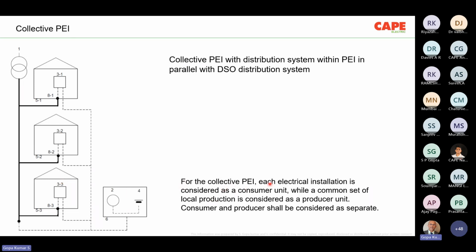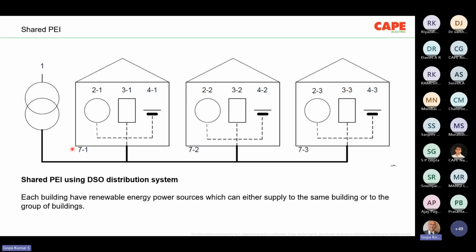The condition for a collective PEI in this particular case is that each electrical installation is considered as a consumer unit, while a common set of local production is considered as a producer unit. Consumers and producers shall be considered as separate. Sometimes, when we talk about revenues and billing and other confusing subjects, most often the distribution companies will adopt these different measures or methods.